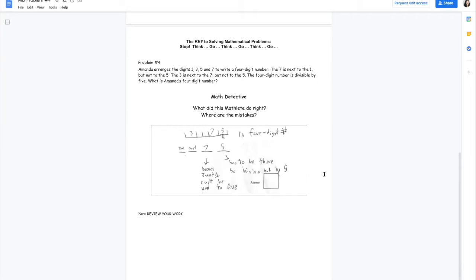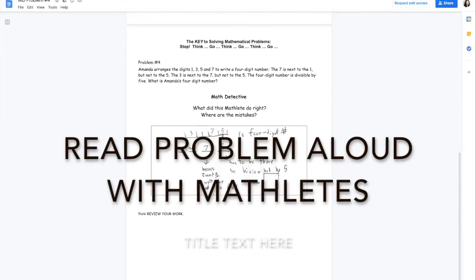So I'd like you to take a look at this problem. And here was the problem. I'll read it out loud. You read it to yourself, and then we'll take a look at what this mathematician did and see if it makes sense. Problem number 4.